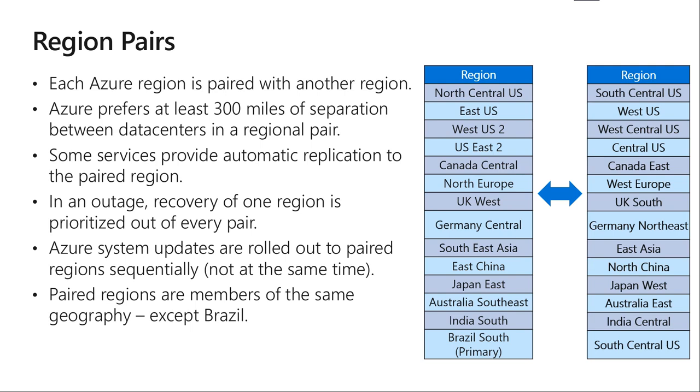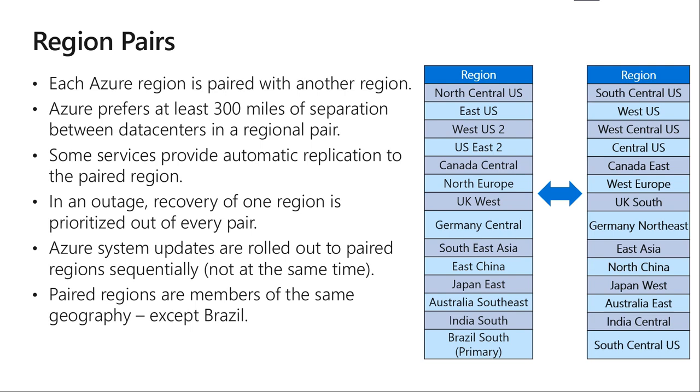The stuff we just mentioned, and region recovery order. In the event of a broad outage, recovery of one region is prioritized out of every pair. So applications deployed across paired regions are guaranteed to have one of the regions recovered with priority. And sequential updates: Azure system updates are rolled out to paired regions sequentially, not at the same time, right? To minimize downtime, the effect of bugs, logical failures, and the rare event of a bad update. The same goes with the idea of update domain and fault domain, which we're going to introduce later. And the last one is data residency.